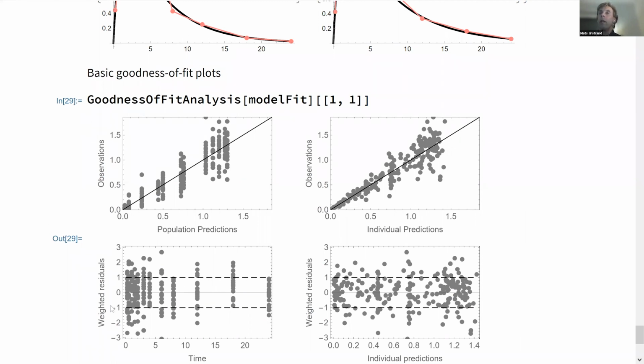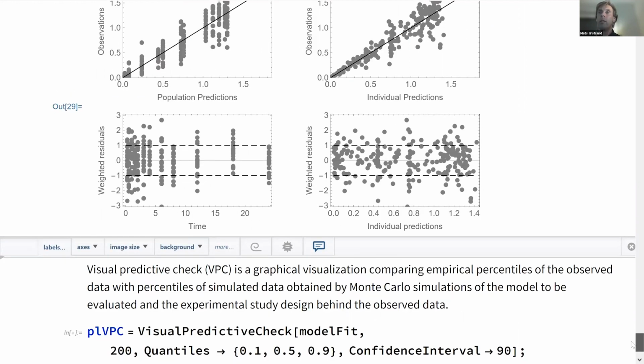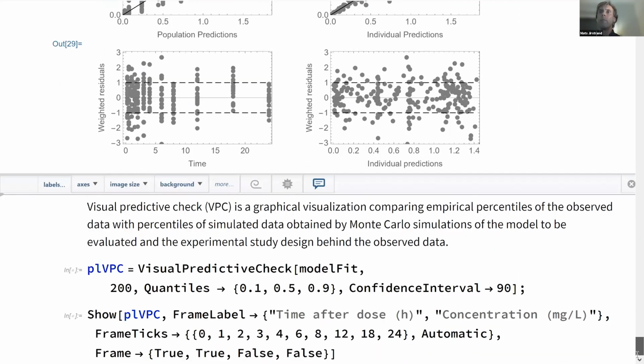We also can have weighted residuals with respect to time. There should be no trends or other things like that if error models and model structures are correct. And you can also do that versus individual predictions, essentially, where there also should be no actual patterns visible here. So this is quite nice when it comes to model evaluation things.